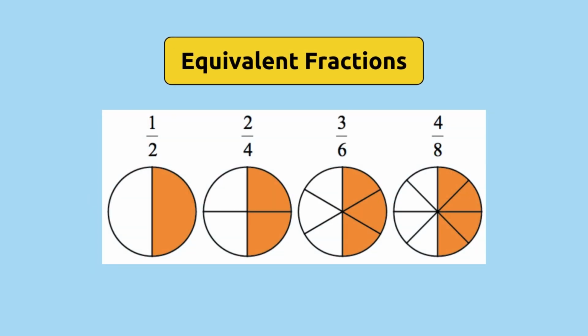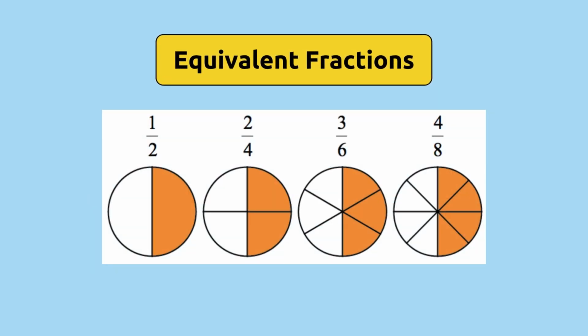Some fractions represent the same part even if they look different. These are equivalent fractions. For example, 1/2, 2/4, and 3/6 are equal because they cover the same amount of space. Imagine you have a single, whole pizza. If you cut that pizza into 2 equal parts and take 1 piece, you have 1/2. Now, if you take another identical pizza and cut it into 4 equal parts, taking 2 of those pieces will give you the exact same amount of pizza. 1/2 is the same as 2/4.